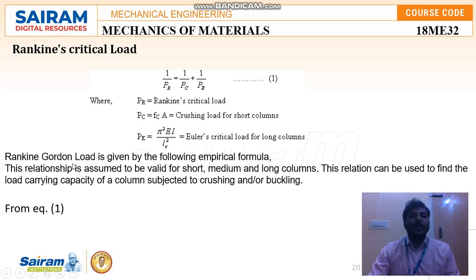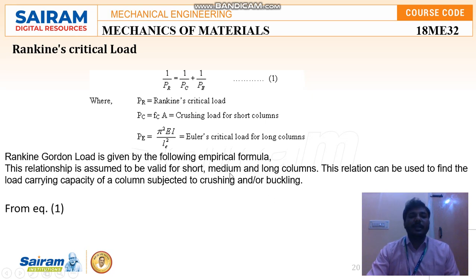Now the Rankine-Gordon load is found using the following formulas. This Rankine critical load relationship is assumed to be valid for short, medium and long columns. So this relationship can be used to find the load carrying capacity.